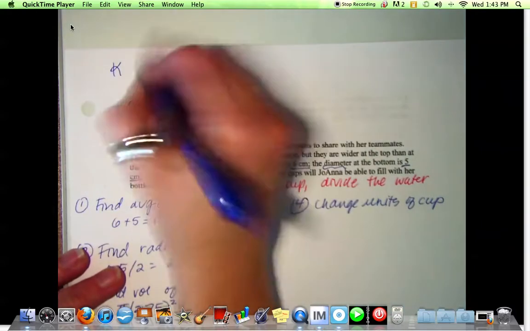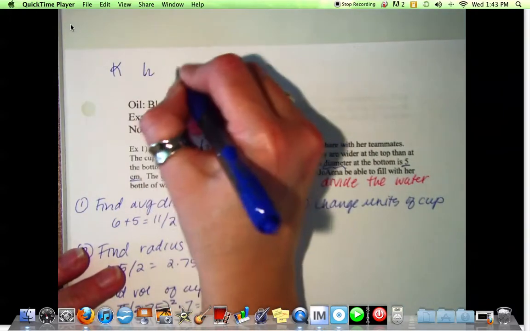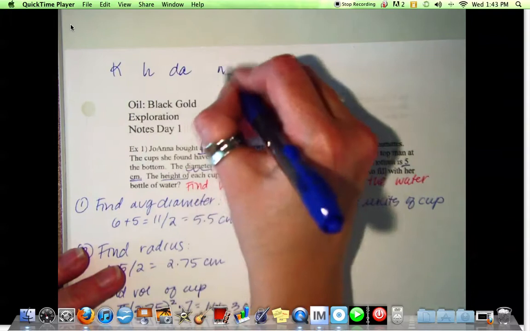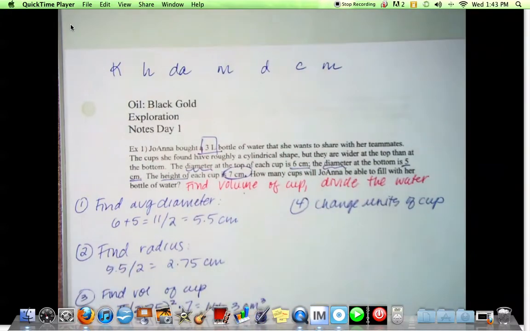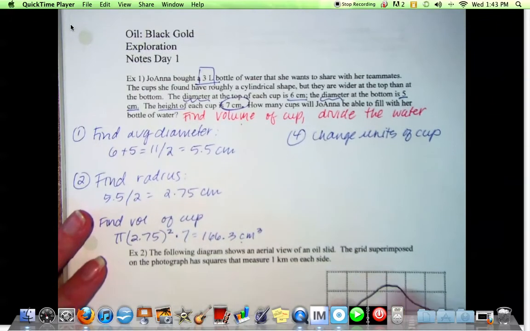I have kilo, hecto, deca, meters, deci, centi, milli. So I'm changing from centi to deci. How many do I move? 1 to the left. But because it's cubed, you do it 3 times, right? So it's the same thing as dividing by 1,000. Yep.